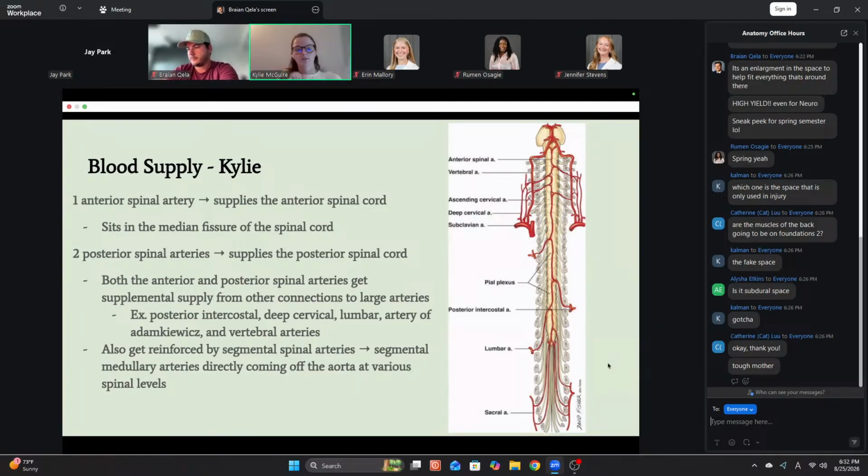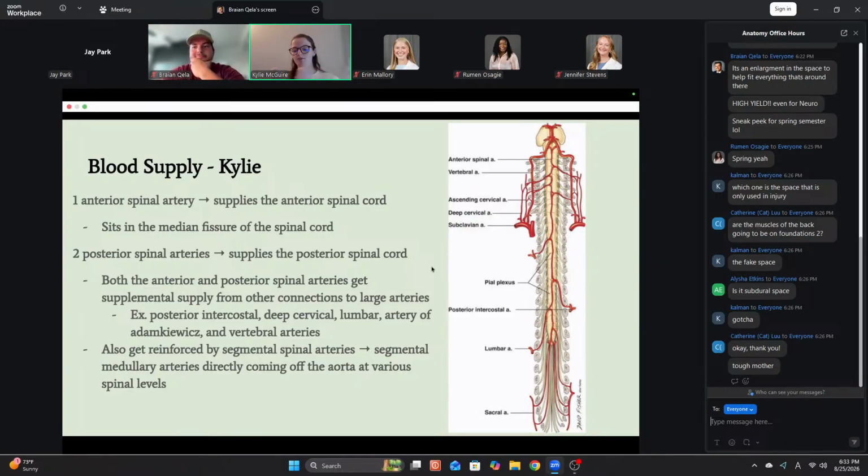They get it from the posterior intercostals in your rib area. In your neck, it'll get it from the deep cervical, and some lumbar segmental arteries, the artery of Adamkiewicz, which we talked about last week. That's a huge high yield that they love to ask about, like where it is and what it supplies. It's about the level of T10 to L2. And then you have all your vertebral arteries that come off. And then they also get reinforced by segmental spinal arteries.